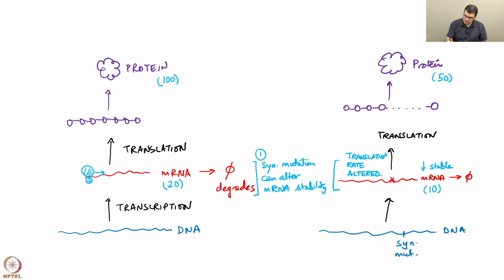So, the point being that synonymous mutation can also alter the rate at which translation is happening, which means that now mRNA numbers are the same, this is 20, but because this is being translated better, it has 100 copies, this is not being translated better, so this might only have 70 copies, and because you have different amounts of proteins, this will have a fitness effect.